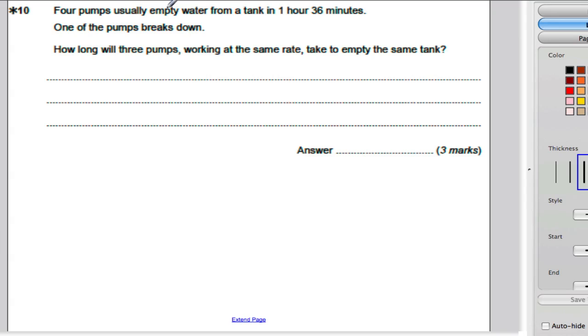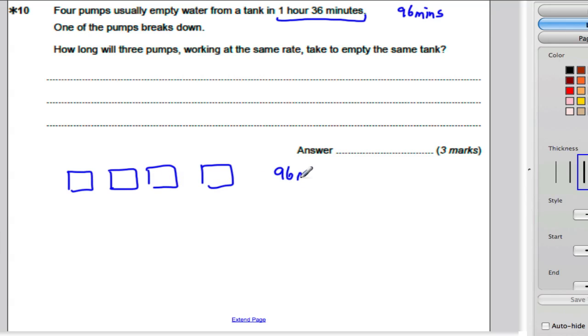Okay, question 10. 4 pumps usually empty water from a tank in 1 hour and 36 minutes. Let's just convert this all into minutes just to make things easier. That would be 96 minutes. Okay, so if we had 4 pumps, it would take us 96 minutes for all those pumps. So one of the pumps is going to break down. How long will the 3 pumps working at the same rate take to empty the tank?